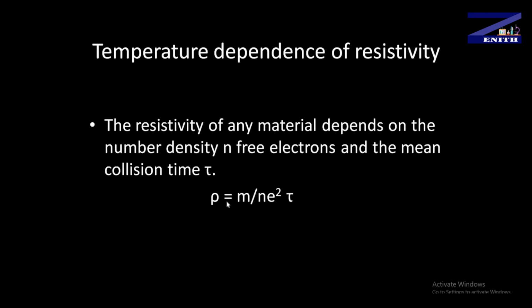As here we can see, the resistivity is inversely proportional to n and also inversely proportional to tau, where m and e are constant values. So the resistivity depends on n or tau. Now let's see the temperature dependence of resistivity for the metals.